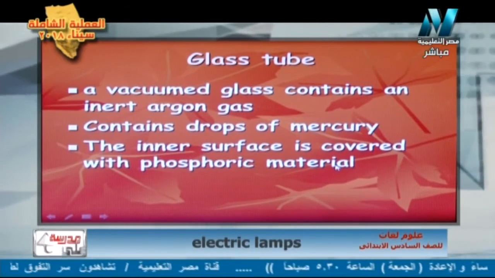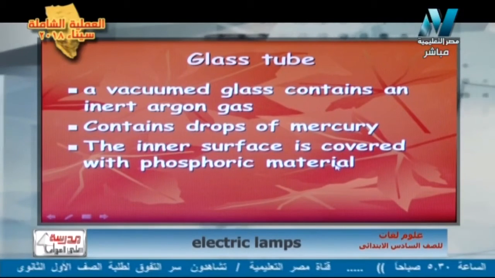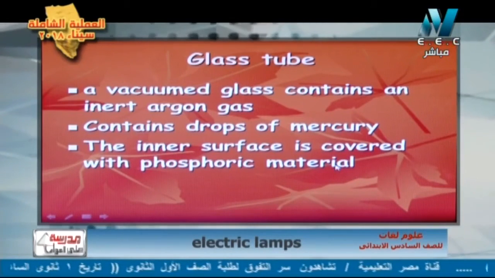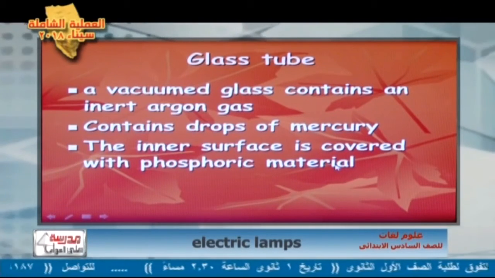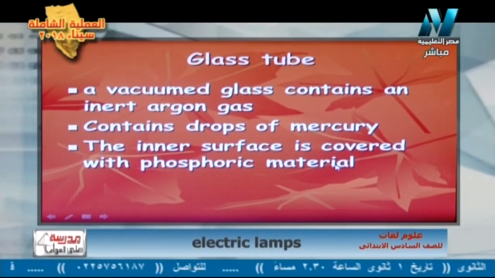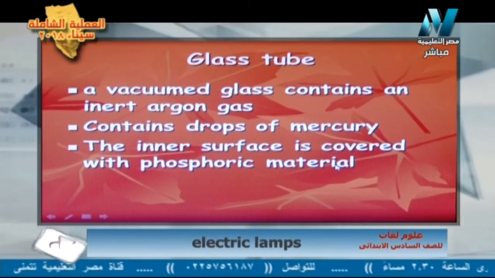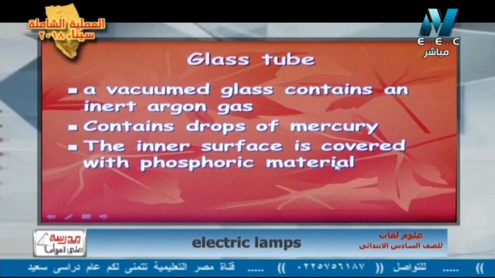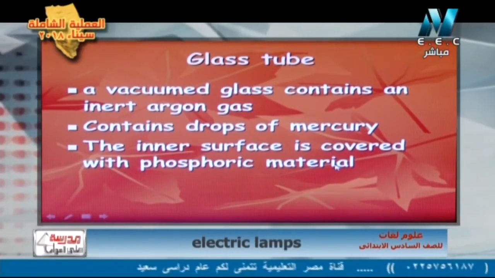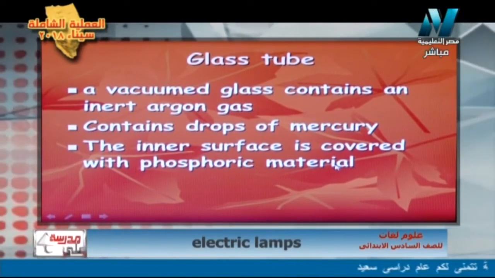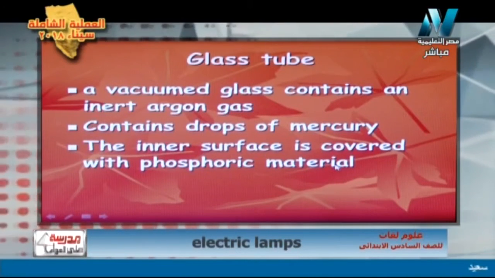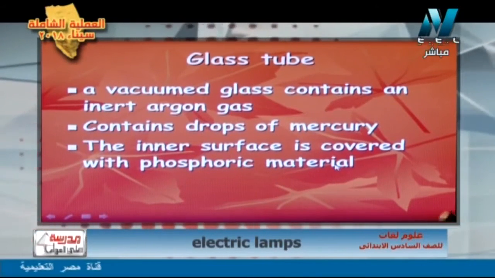يبقى اجين هنا الجلاس تيوب فيها two functions to increase or two developments فيها نوعين من التطوير عشان يزود الإضاءة هما drops of mercury نقط من الميركوري أو نقط من الزئبق and also the inner surface of it is covered with phosphoric material. السطح الداخلي فيها متغطي بمادة فوسفورية. Why or give reason: to increase the intensity of light. Again, to increase the intensity of light.